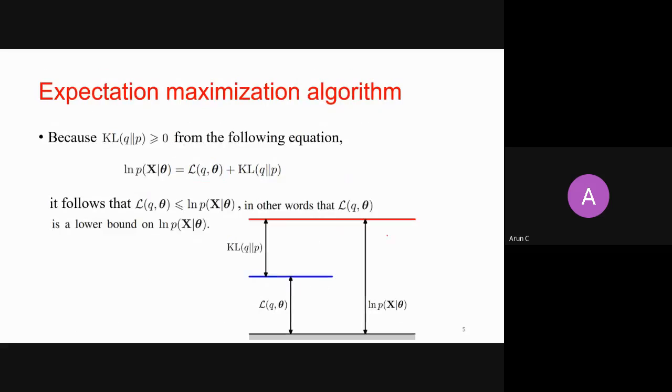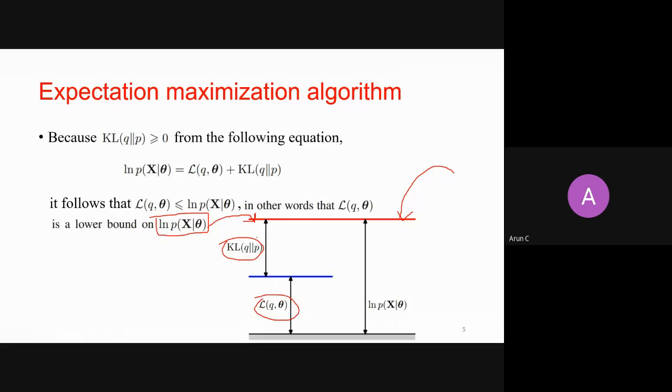So numerically, how can you see this? Oh, geometrically, how can you see this? So this red level is nothing but the log of p(x given theta), right? Let's say this is this level, and I say that it is a sum of KL divergence plus this value, right?